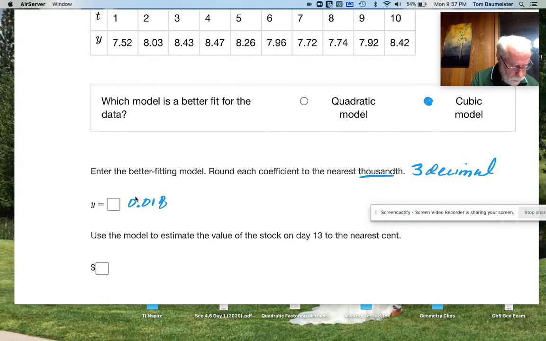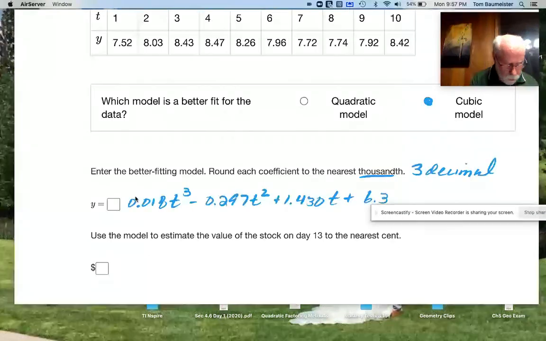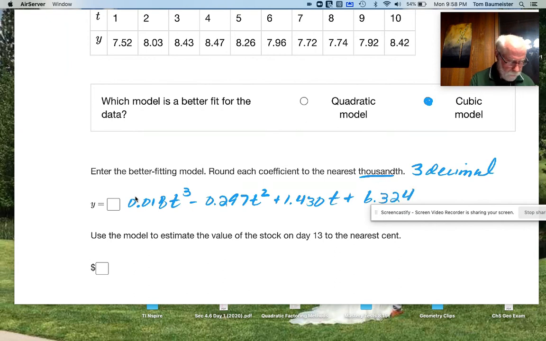0.018 t cubed minus 0.297 t squared plus 1.430 t plus 6.324. And then it says on this, use the model to estimate the value of the stock on day 13 to the nearest cent.